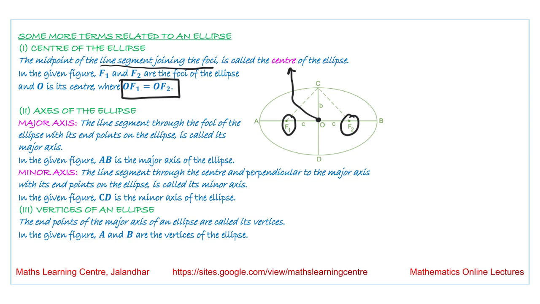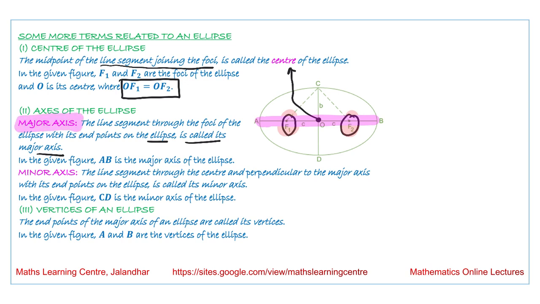Next we have the major axis. The line segment through the foci of the ellipse with its end points on the ellipse is called its major axis. These are the foci F1 and F2, and we take a line whose end points lie on this ellipse and which passes through the points F1 and F2. This line is called the major axis.